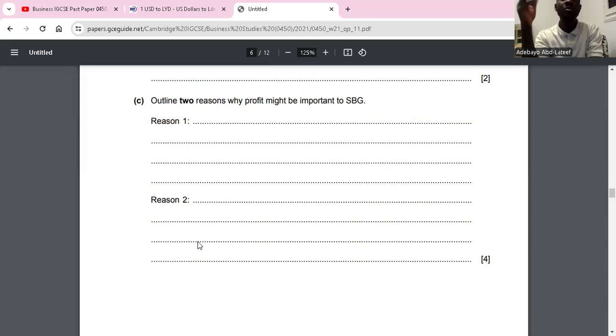It is also an indicator of success in the 16 countries. In which country are we not making profit? Oh, we are making profit in 14 countries. That means we are successful in 14 countries. Clear? Yeah. D.